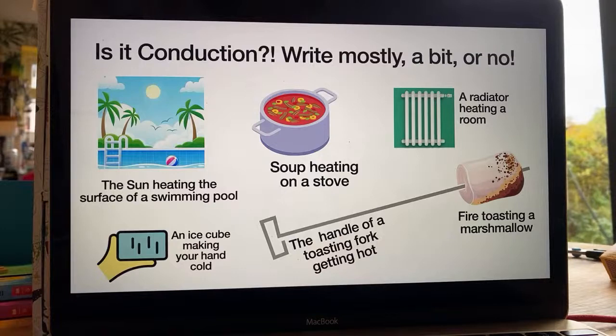How are you doing? You might be finding this really difficult. Like I say, that's totally fine. It's really just to get you thinking about it, and then we'll go through it.